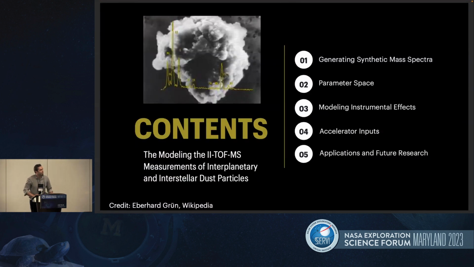So what we're talking about today is modeling the impact ionization time of flight mass spectra measurements of interplanetary and interstellar dust particles. And we're going to get into exactly what that means. This talk is going to outline what it means to model these measurements, the parameter space for our modeling, including instrumental effects that we see from missions, using the dust accelerator that we have available to ourselves at IMPACT/LASP, and then some applications and future research with this modeling.